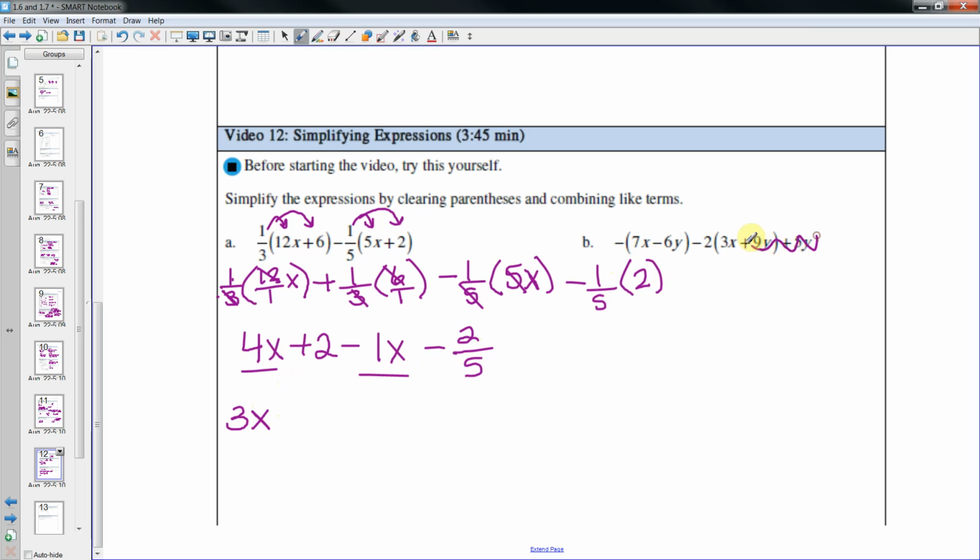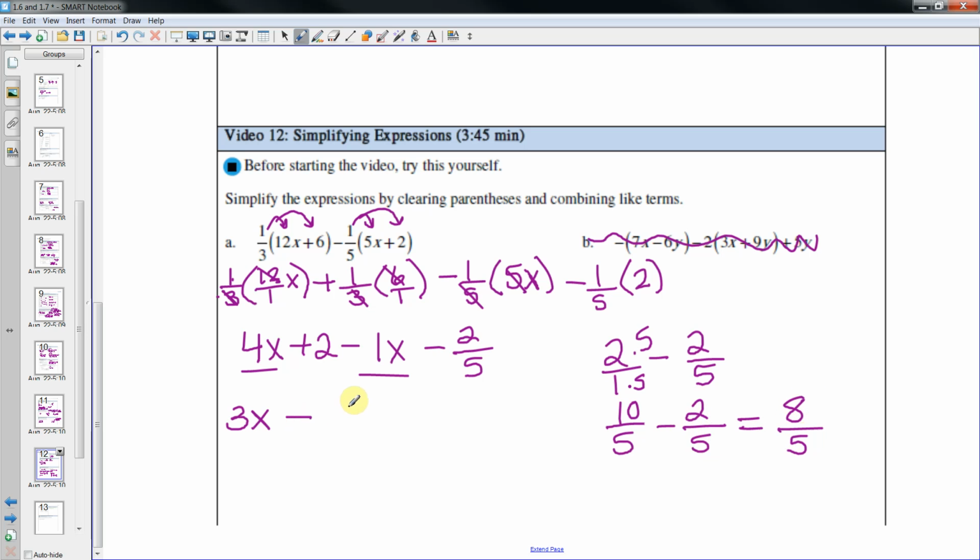I'm going to come over here. I'm not going to work this one. I'm going to do these fractions. So I've got 2 over 1 minus 2 over 5. Okay, so common denominator would be 5. 1 times 5 is 5, 2 times 5 is 10. So 10 over 5 minus 2 over 5 gives me 8 over 5. So 3x minus 8 over 5. And that's probably the easiest way to work that one.